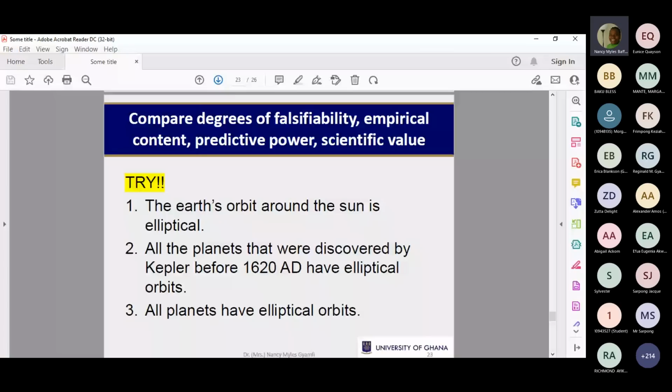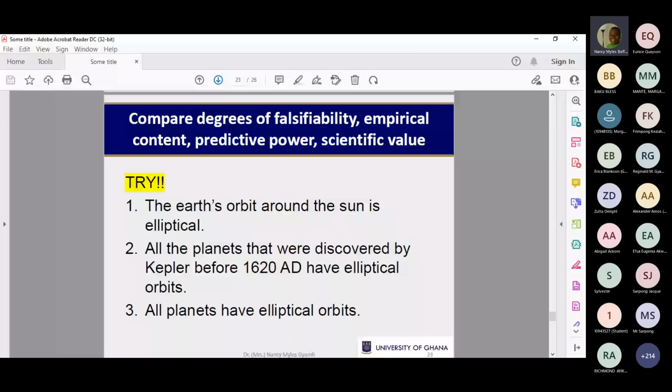On the screen, we see: compare degrees of falsifiability, empirical content, predictive power, and scientific value. Predictive power is just a consequence of empirical content. It follows from the fact that you have more empirical content, reference class. If what is inside the reference class is so much, then it can tell you more about the world. You can get some elaborations on my lecture delivered if you play it.